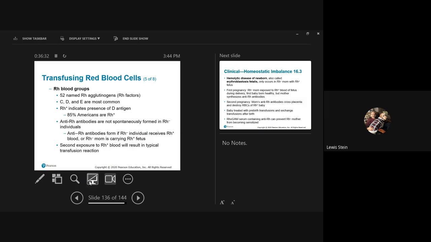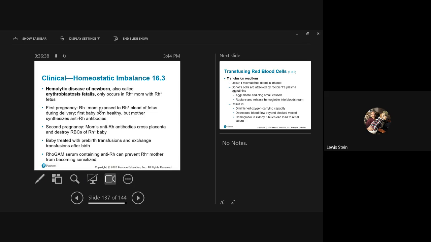So there's a lot of RH factors. RH comes from, if you didn't know, rhesus monkeys, which is where we identified it. That's why they call them RH factors, just historical context. One we're looking at is factor D.